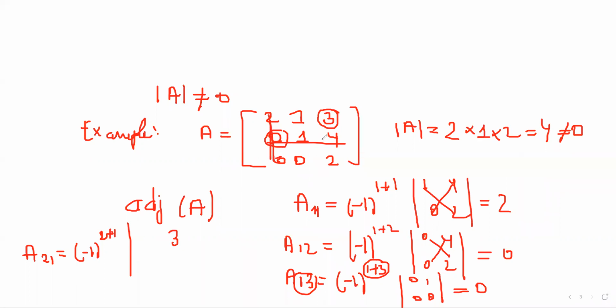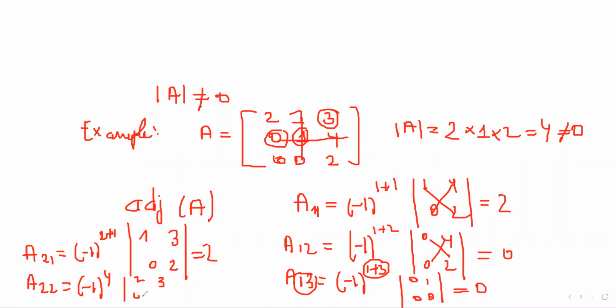So if we delete this row and column here, it's going to be 1, 3, and 0, 2. So you can see obviously it's number 2. So A22 is going to be minus 1 to the power 4 of this element. Let me make it clear what we find. So it is this element. So we can delete like this. Let's see what is remaining: 2, 3, 0, 2, which is 4.